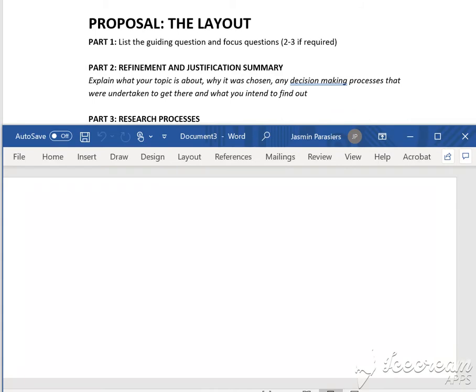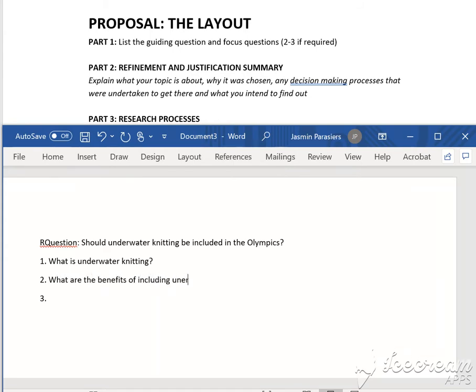For me, my research question is going to be, should underwater knitting be included in the Olympics? Okay, there's my question. I'm going to have 3 focus questions. What is underwater knitting? Bit of a crap question, but that's okay, I'm just aiming to get through this. What are the benefits of including underwater knitting in the Olympics? And then maybe what potential issues may arise. Maybe I'll do a 4th one actually: do the benefits of inclusion outweigh the consequences?